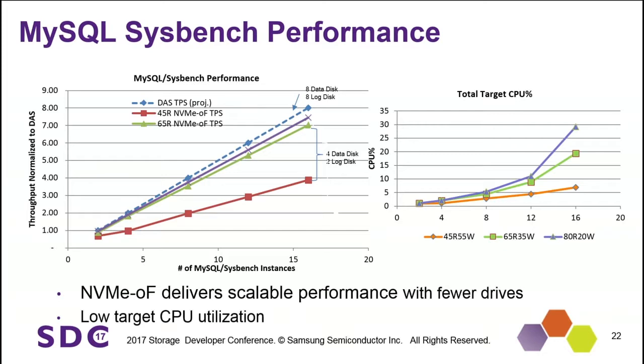So we pick up Sysbench, and Sysbench is a MySQL synthetic benchmark generator, right? We can run 45% read and 55% write, 65% read and 35% write, and 80% read and 20% write, and then we can see the same curves that we saw before. Again, the blue line is the DAS line, where you would just add the whole thing, stamp another box, and keep going.